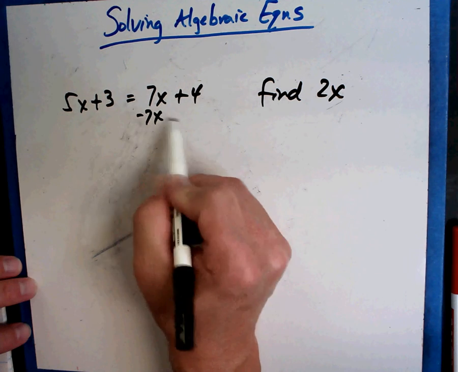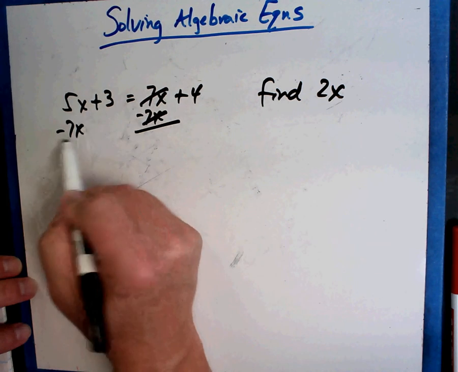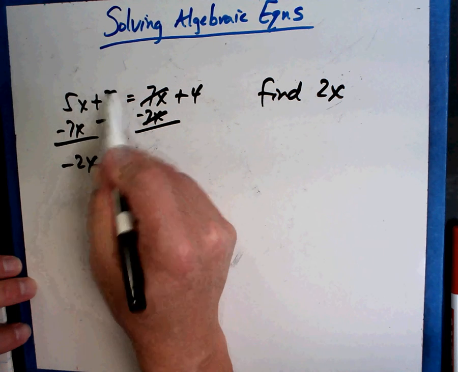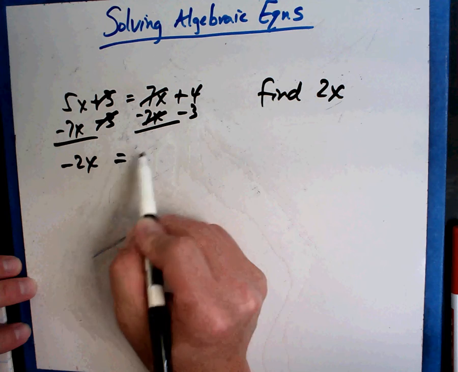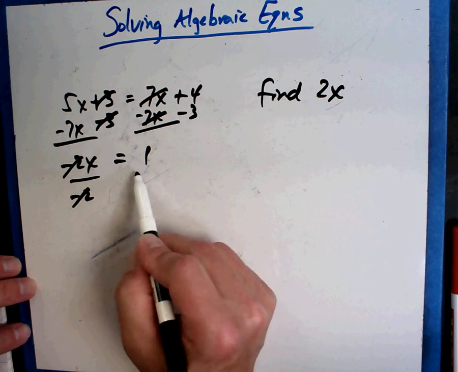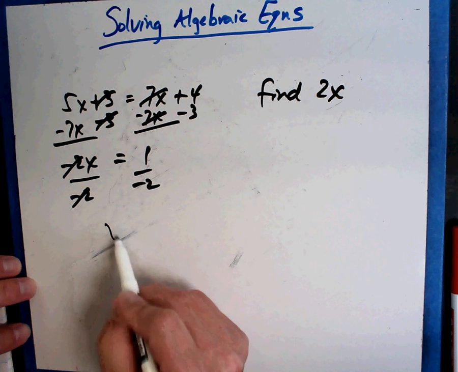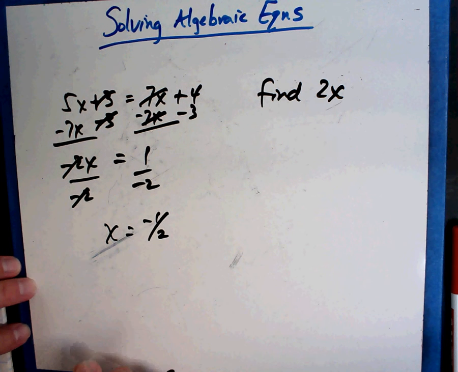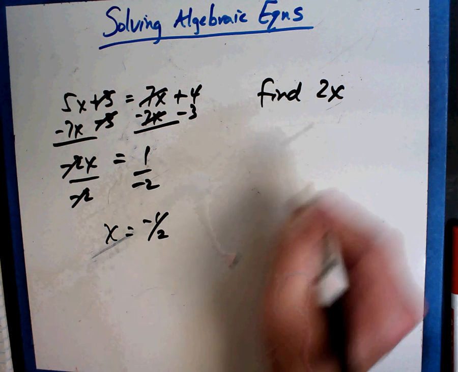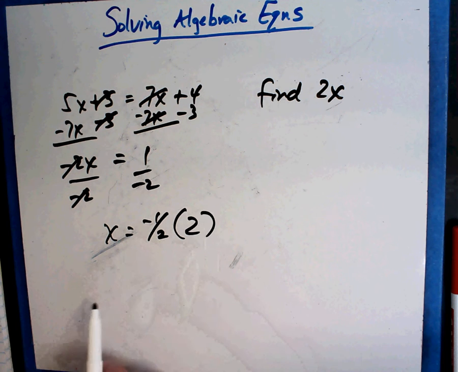So minus 7x, that's gone. What you do on one side, you do on the other. Minus 2x, 5 minus 7 is minus 2x. Make this disappear, minus 3 equals 1. 4 minus 3 is 1. Divide by negative 2. So x equals minus 1/2. So if I want to know what 2x is, then if this is x, find 2x, then I'm just going to multiply this by 2.